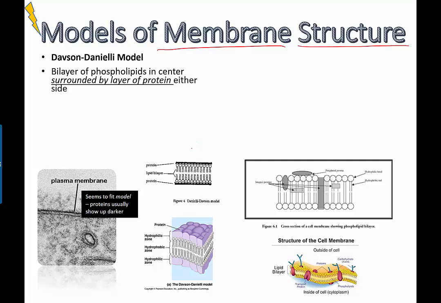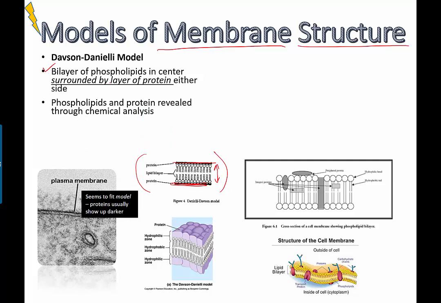If you just look at this little diagram here, this kind of summarizes it. They thought that the cell membrane looked like this, a double layer, a bilayer of phospholipids, and that there was a layer of protein on either side. So here we have a bilayer of phospholipids in the center, surrounded by a layer of protein on either side.